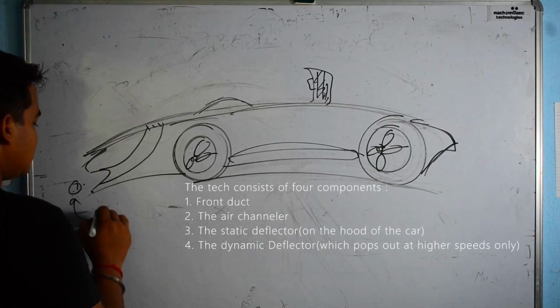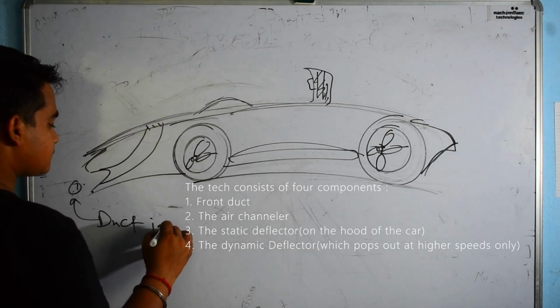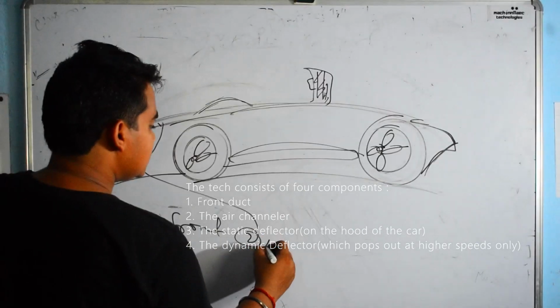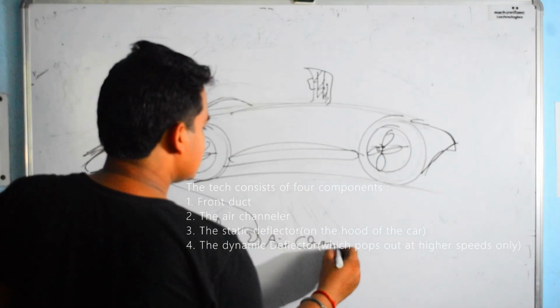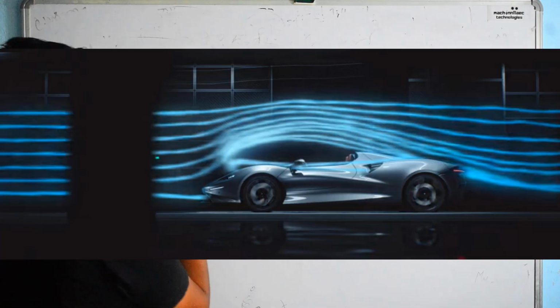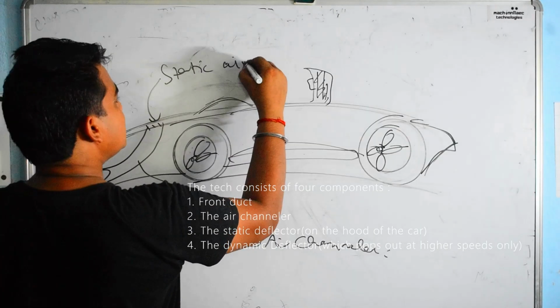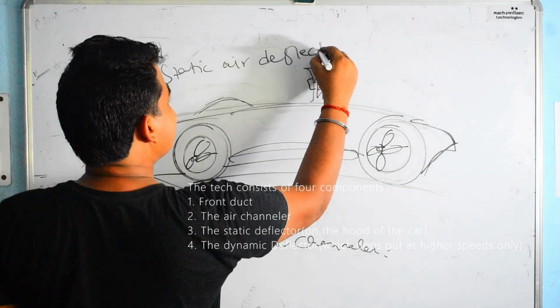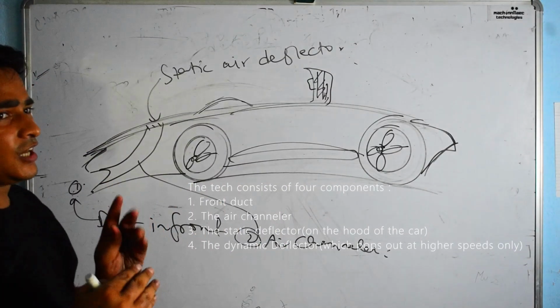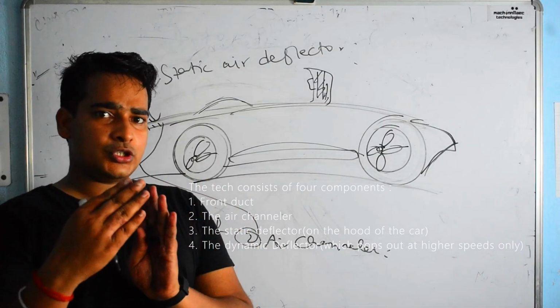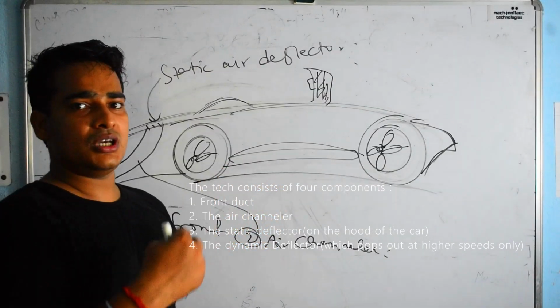So we have basic three components. One is the duct in front. Second is this air channeler, and the third is the static air deflector. Inside this air deflector we have certain air vents, which are angled at a certain position to redirect the air at that particular angle.